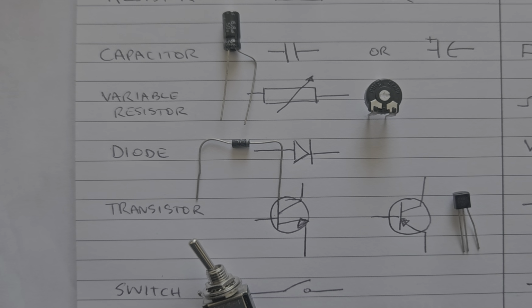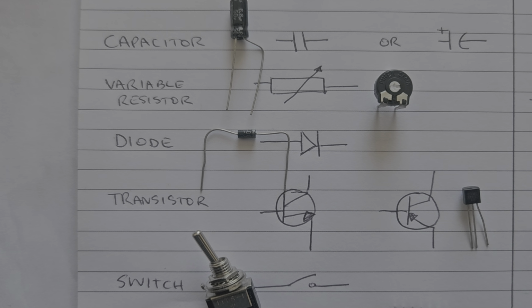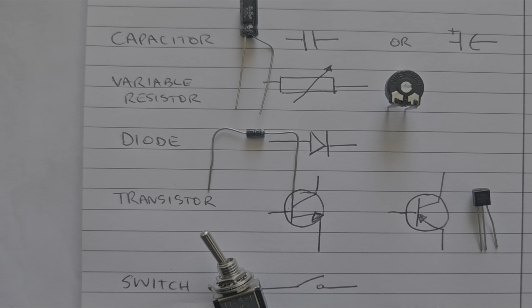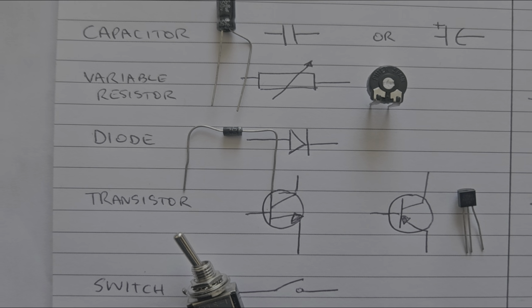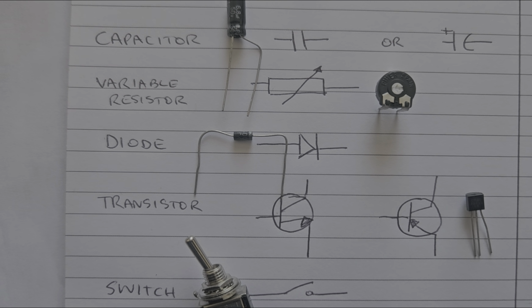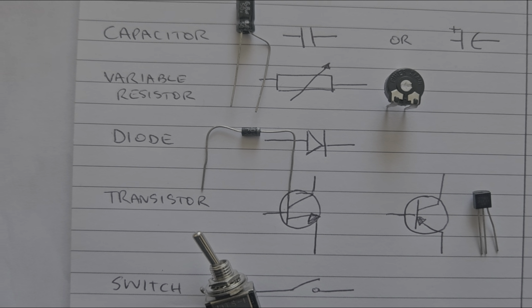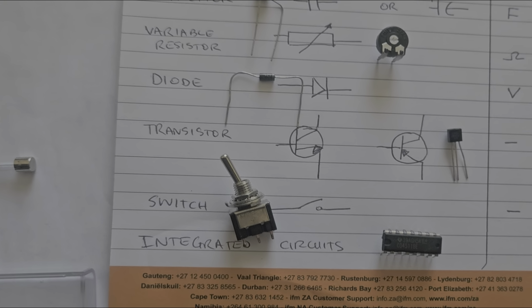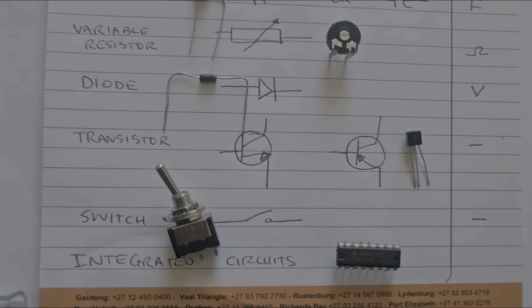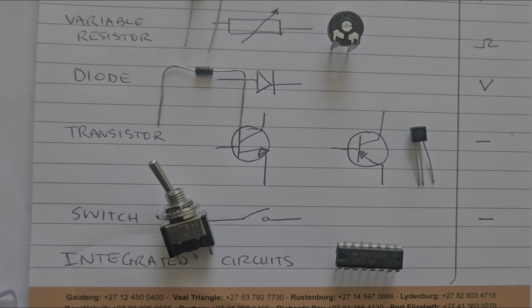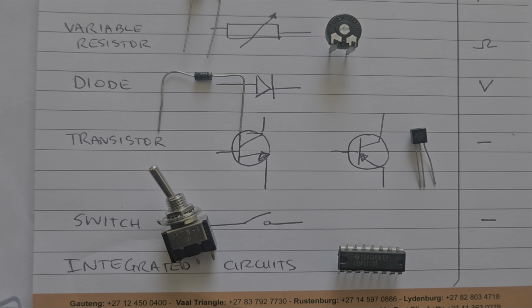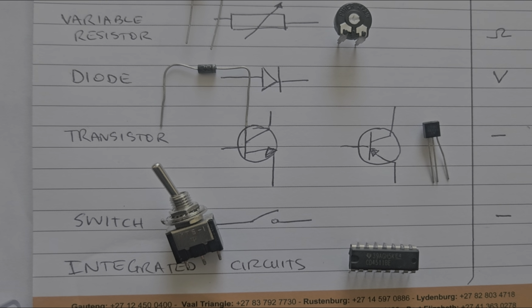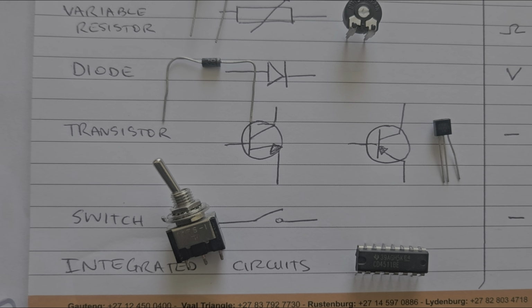So it depends on what bias or what is done to the base. The current can flow from the emitter to the collector or collector to emitter, depending on the state of the base. Okay, the sixth component is a switch. As you can see, it's a toggle switch. You can move it to one side or the other side to make or break.